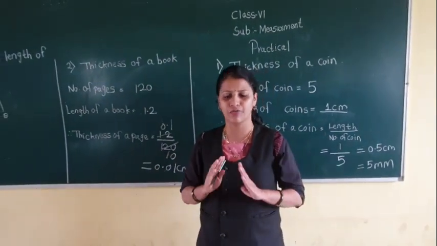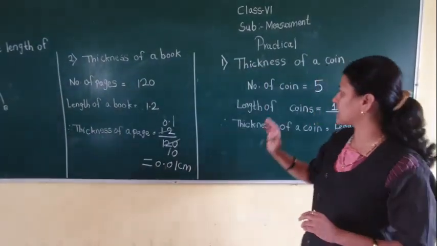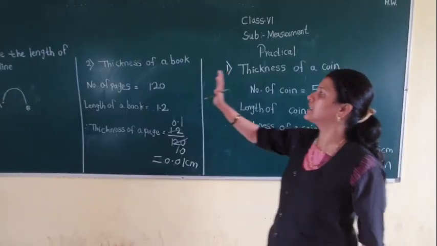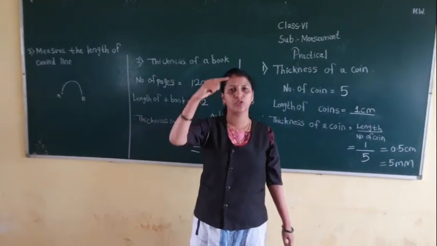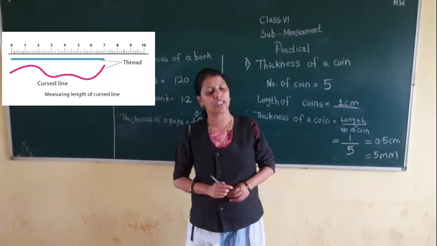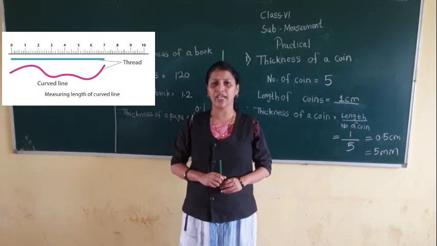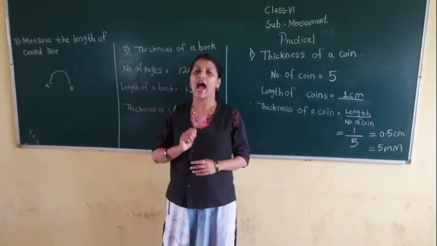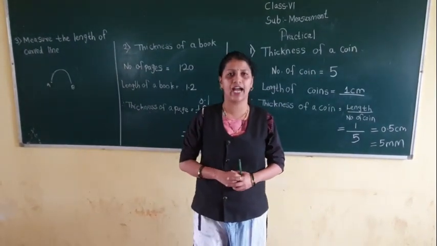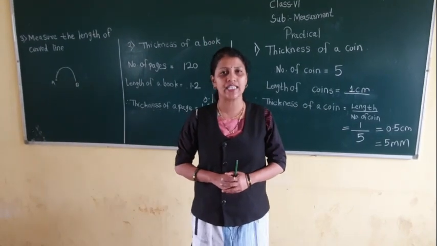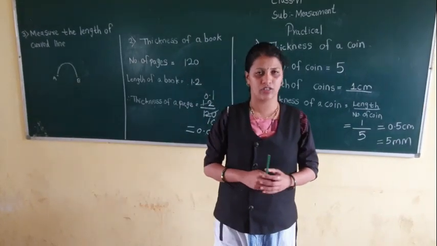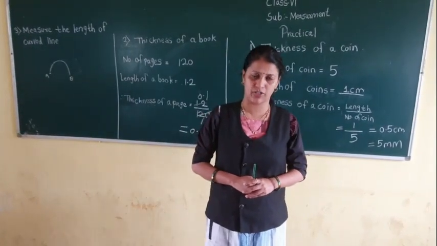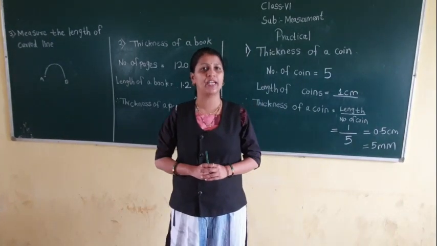So I hope you all have understood these 4 practicals. Once again, this is the thickness of a coin. This is the thickness of a book. Measure the length of the curved line. To measure the length of the curved line, you need a thread. Okay. So do this activity at home so that you can easily find the answers. You will be more close to the measurement. You can easily understand the measurement part.